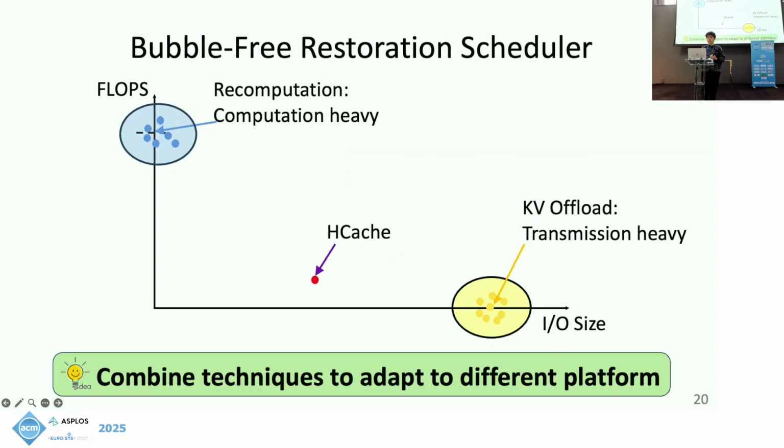Let me move on to the first design point, the bubble-free scheduler. Its key idea is to combine existing different restoration methods together. You can see on this slide that we can get the red line by combining the three methods together. It can adapt the computation and the transmission volume based on different hardware configurations. So the transmission time and the computation time can be almost the same.